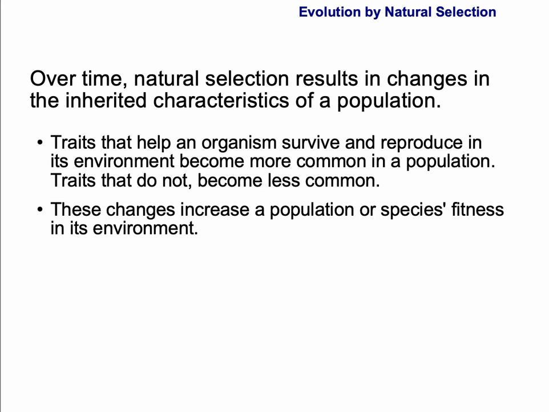Over time, natural selection acting on a population will do what is inevitable. It will make traits that help an organism survive and reproduce become more common in a population. Those genes that determine those traits will become more common. And it will make the traits and the genes that are behind those physical traits, those phenotypes, that do not help an animal survive and reproduce become less common in a population.